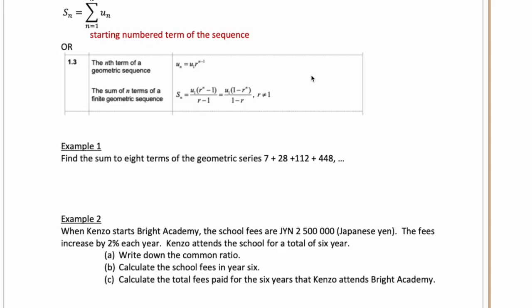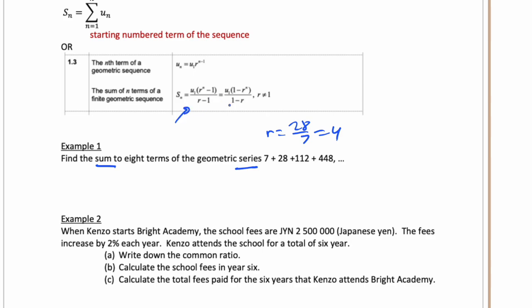Hello, this is Mr. Collier, and today we're doing geometric series, which means we're going to be adding terms in a geometric sequence, basically. These numbers are being multiplied by 4 each time. R equals 28 divided by 7, which is 4. So we can simply use the formula from the booklet.